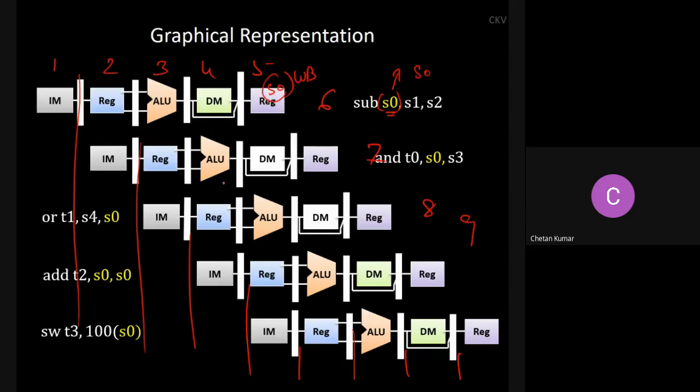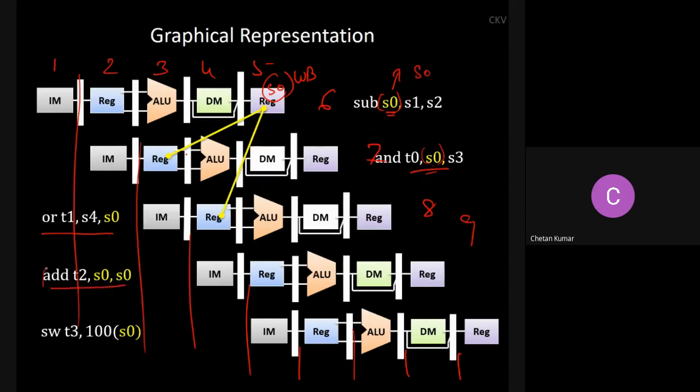Now, if it is entering the write back stage here, which instruction will cause a problem? For this instruction, where is S naught required? S naught is required at the input of the ALU stage, so it might be required here. Similarly, for the OR instruction, the S naught value might be required here at the input of the ALU stage, so that is why these will create a problem.